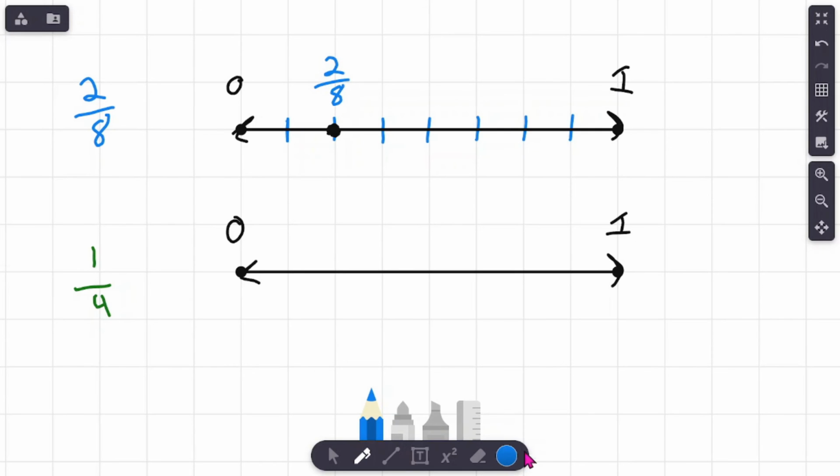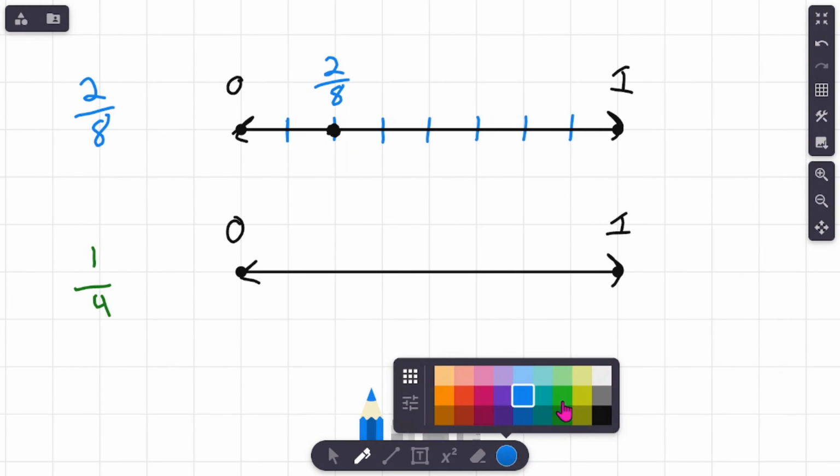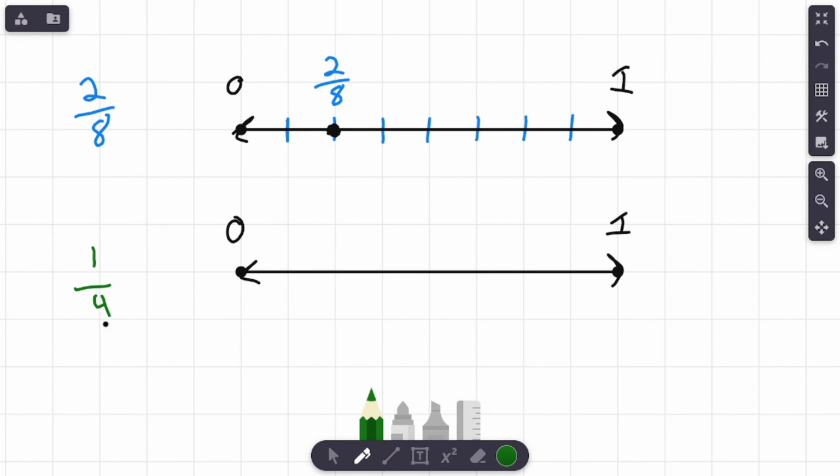2/8. All right. Now let's do our fraction 1/4. Denominator is 4. That's how many equal sections we need. So there's 1, 2, 3, and 4. What is our numerator? Our numerator is 1. So we go over 1 section. So here we go. Put our fraction right above it. That's going to be 1/4. All right, what are you noticing about these two fractions?